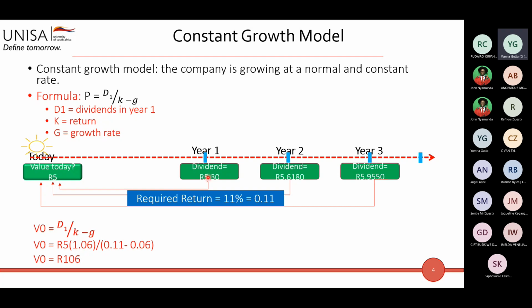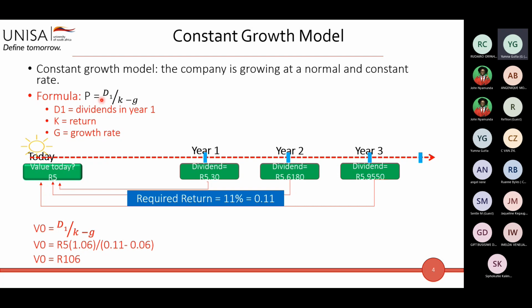In year 2, it grows by the same percentage, which is 6%. In year 3, it grows by the same percentage, which is 5 Rand 90, right? So when you have a constant growth model, you will use the following formula to value a share, right? If you look at the top of the page, we say price is equal to D1 over K minus G, right? If you remember from last week Saturday's class, you must remember to use D1, the dividend from the next year, the future dividend, right?